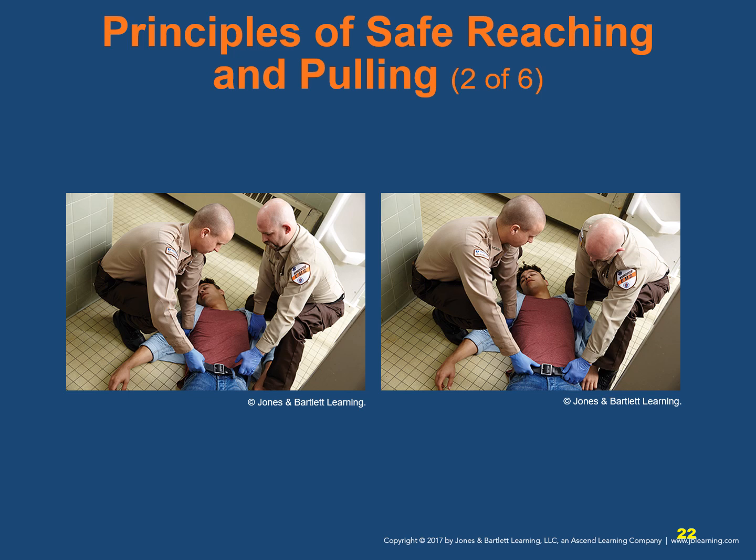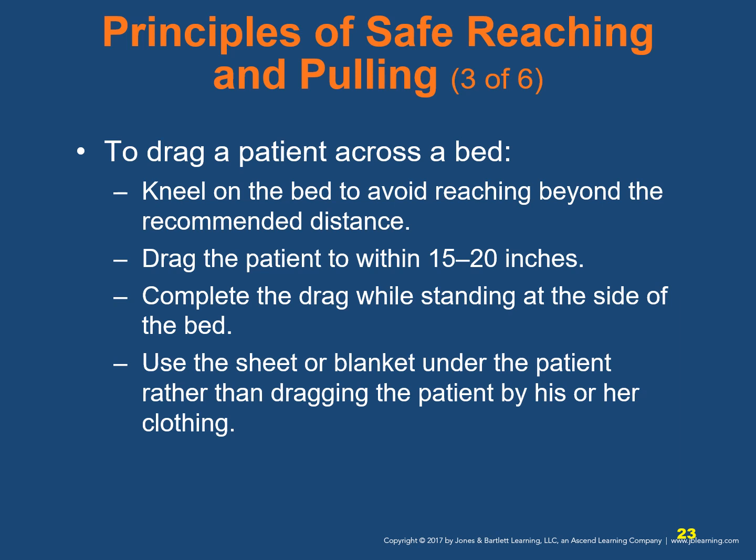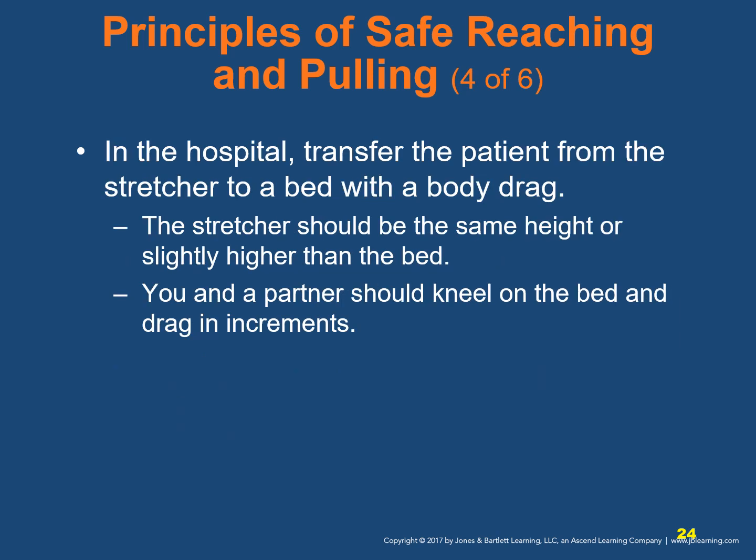Here are some examples of principles of safe reaching and pulling. If you have to drag a patient across a bed, kneel on the bed to avoid reaching beyond the recommended distance. Drag the patient within 15 to 20 inches. Complete the drag while standing on the side of the bed. Use the sheet or blanket under the patient rather than dragging the patient by his or her clothing. In the hospital, transfer the patient from the stretcher to a bed with a body drag. The stretcher should be the same height or slightly higher than the bed. You and a partner should kneel on the bed and drag in increments.